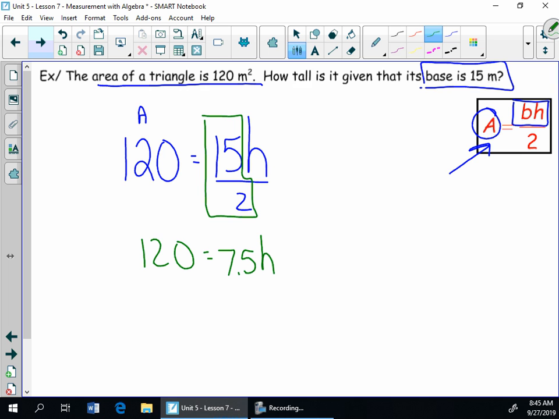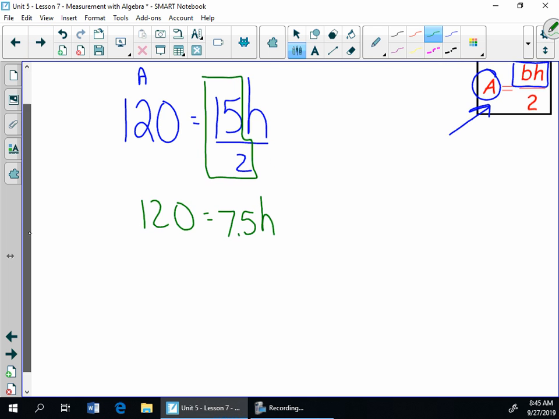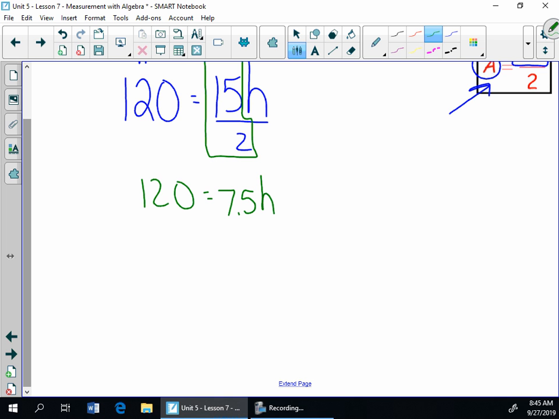We haven't done anything to 120, so we'll leave it 120. But we don't want 7.5H. We want H. How do I get it? I divide by 7.5. Whatever I do to one side, I've got to do to the other. 120 divided by 7.5 comes out to 16. Hey, we just figured out the height.